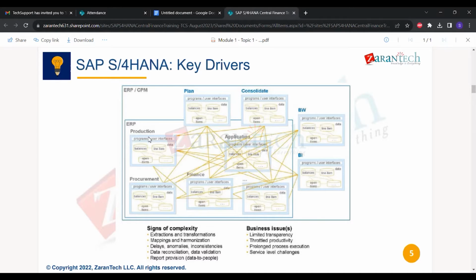Okay, so let's go back to why central finance is required. I think two people are working on central finance. So can you give an idea why business wanted to implement central finance for your systems? What was the use case for central finance?